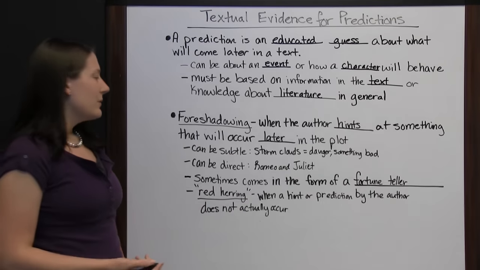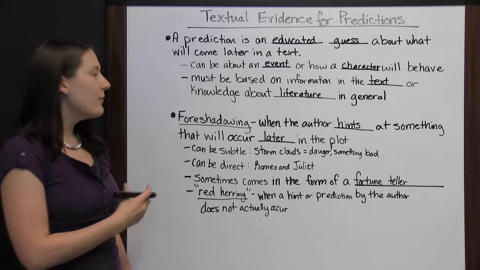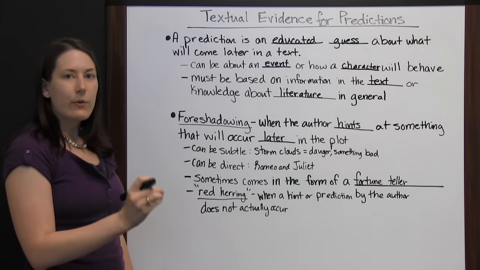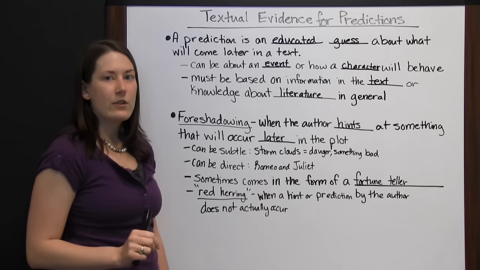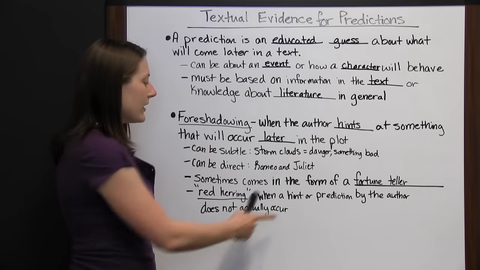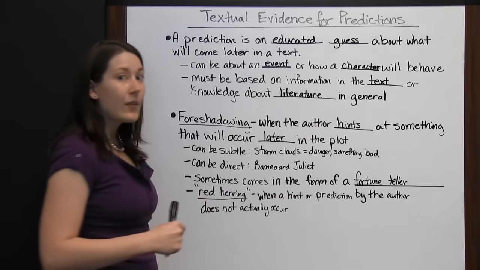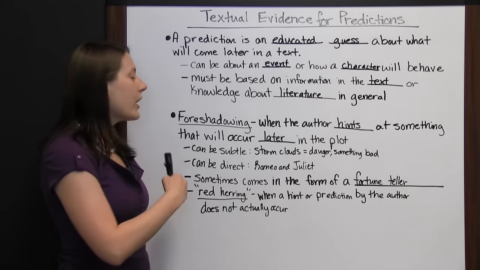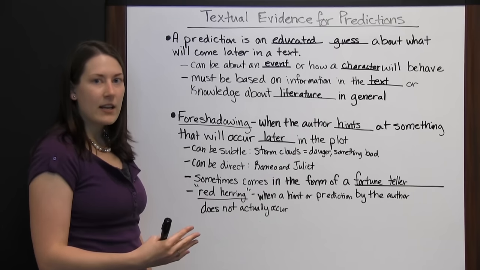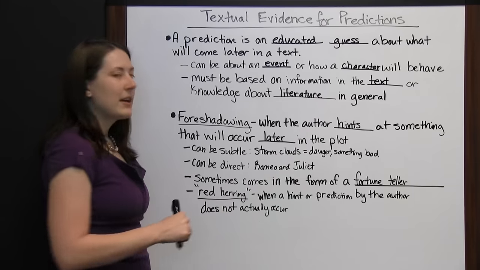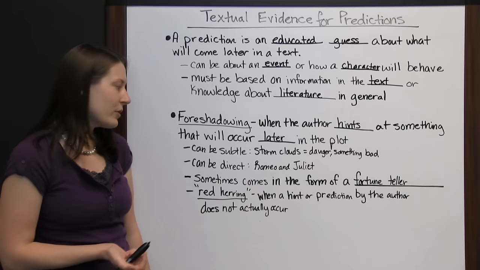So you have to pay attention, because sometimes the author may give you a direct foreshadowing example. They may go and say exactly what's going to happen, and that'll be true. But sometimes they'll give a really big hint, or they'll even lay out the prediction with the fortune teller or by the characters just discussing how they feel like things are going to end up. But it's a red herring, because that's not really how the author ends the story.